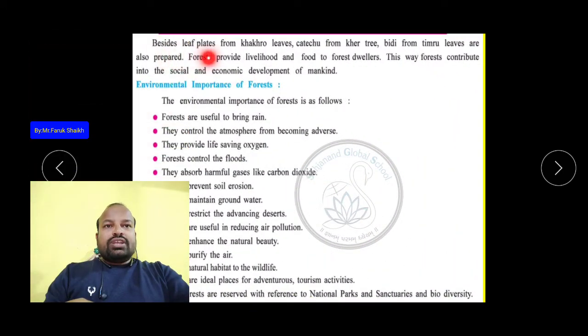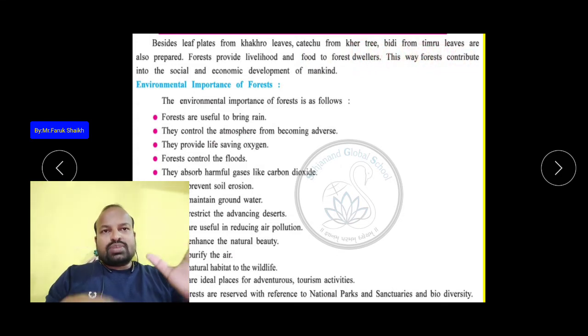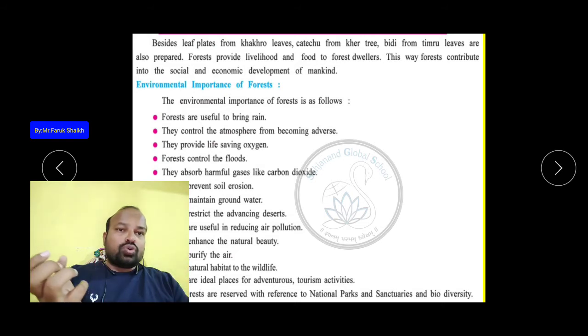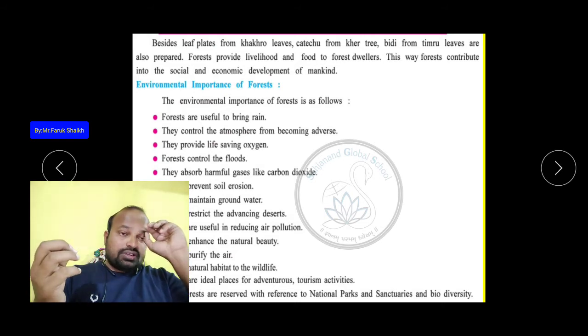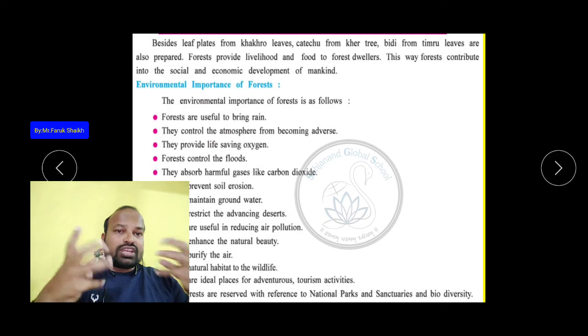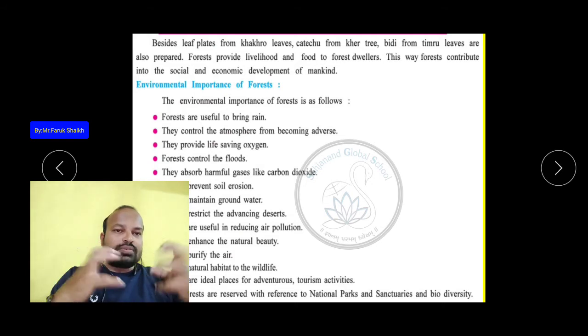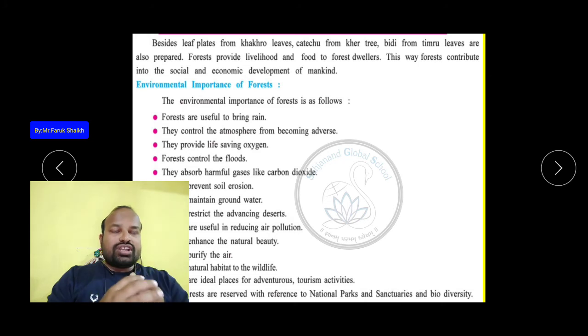Besides, leaf plates are made from khakro, katechu from the kher tree, and bidi from timru leaves are also prepared. So besides this, leaf plates are also prepared from the khakro leaves, and the katechu, that katho, which people eat in betel leaves, meaning those who eat paan. It is a substance that gives the redness to the paan.